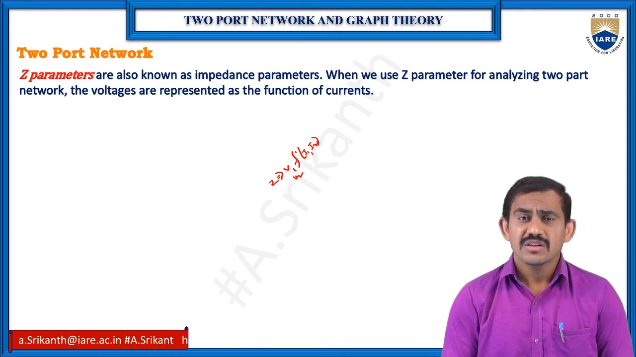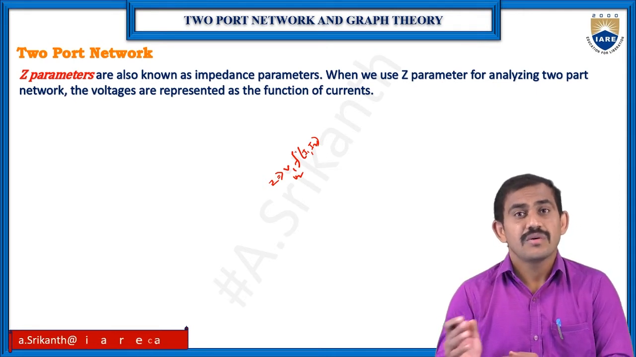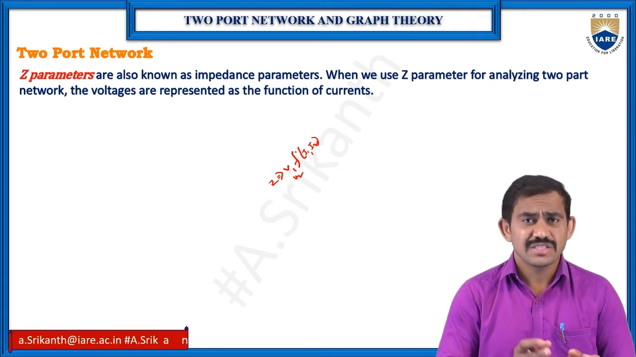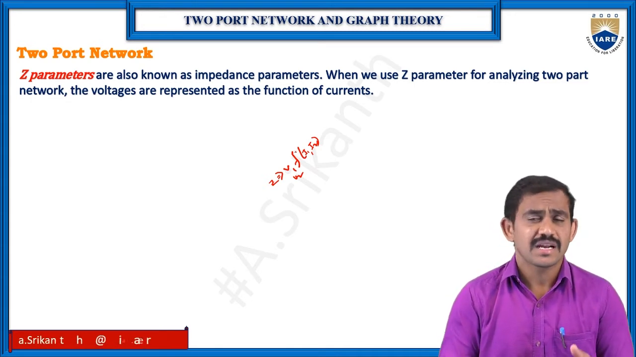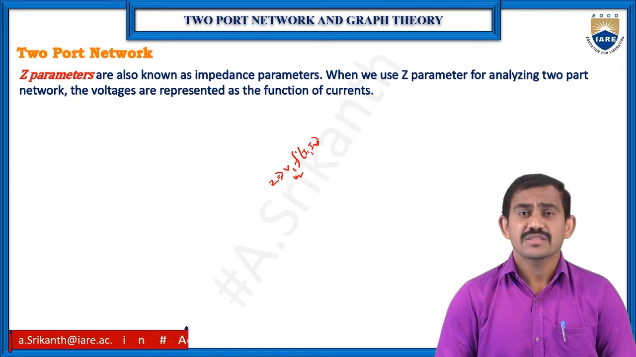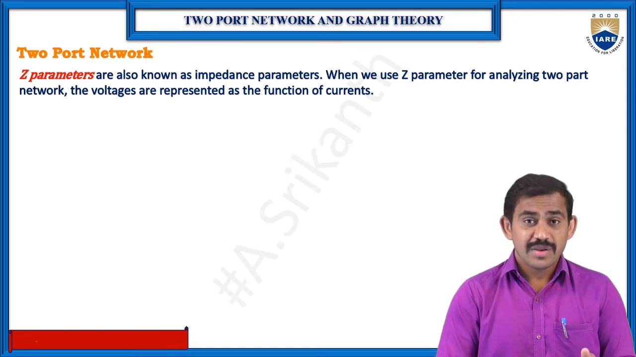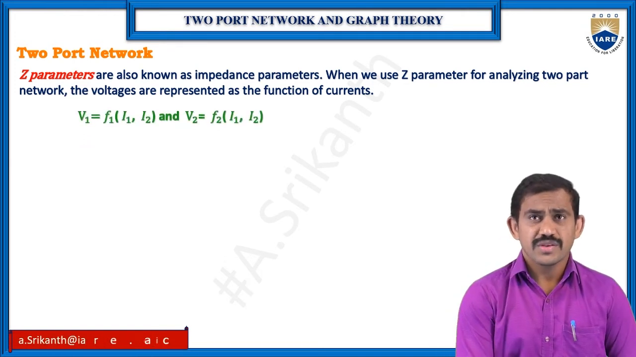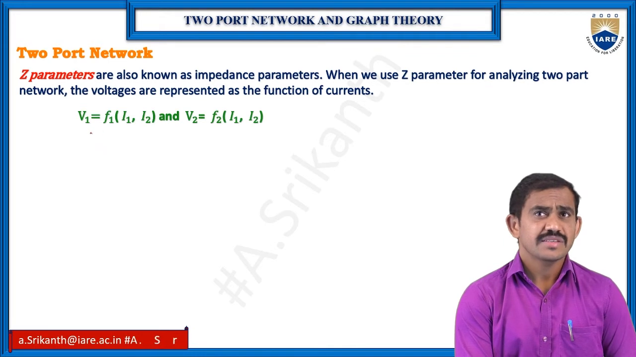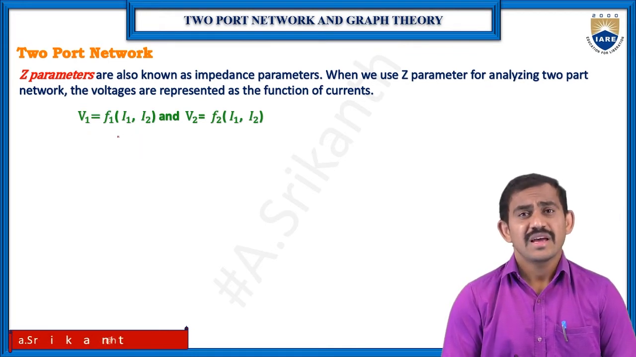It's very simple. If you know which equation and which functions, then the remaining parameters, not only Z parameters, are very simple. We'll check it now. Z parameters in the form of current. So the V1 equation in the form of I1, I2. Same thing, the V2 equation in the form of I1, I2.